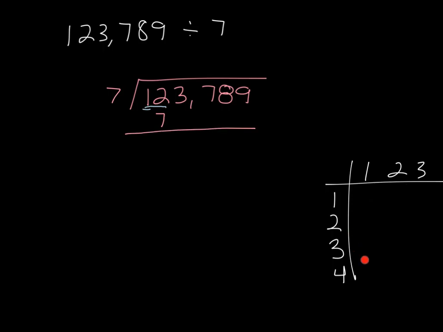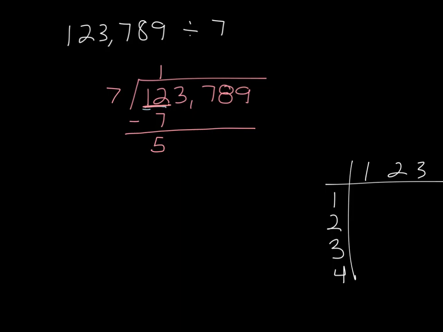Looking at our inside number, we said was 7, so we have to look at our answer row, which would be 1. So we'll put a 1 at the top. And we're putting it above the 12 and not above the 1 because we went into the 12. We're subtracting that 7 out. So 12 minus 7 is 5.